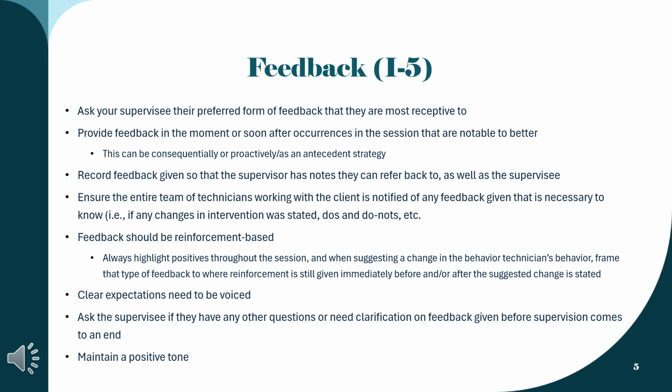Continuing on with task list item I5, regarding the feedback section of it. Before giving feedback, we want to ask our supervisee their preferred form of feedback that they are most receptive to. When giving feedback, we want to provide it in the moment or soon after occurrences in the session that are notable. This can be consequentially or proactively as an antecedent strategy. As supervisors, we want to record feedback given so that the supervisor has notes that they could refer back to, as well as the supervisee.